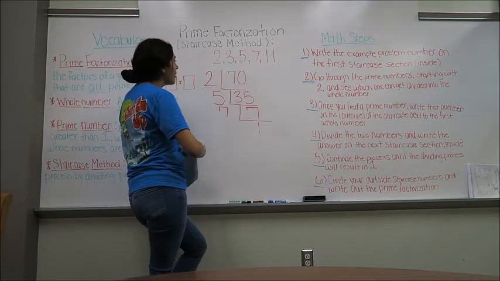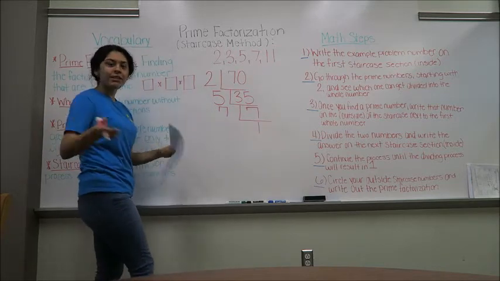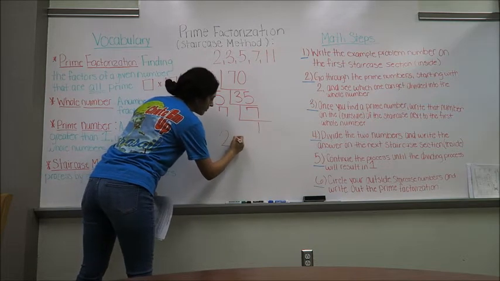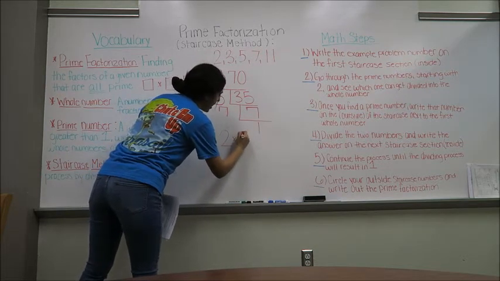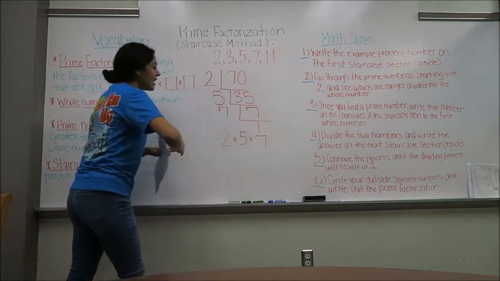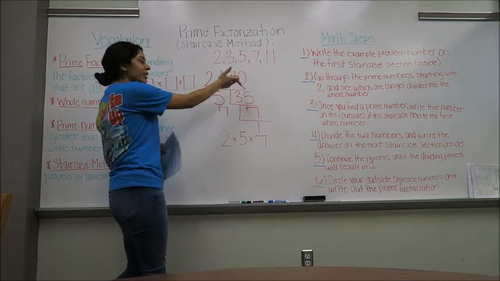We're going to write out our prime factorization for 70. So class, say with me, what's our first number? 2 times 2 times 5 times 5 times 7. Times 7 is going to be the prime factorization for your whole number 70.